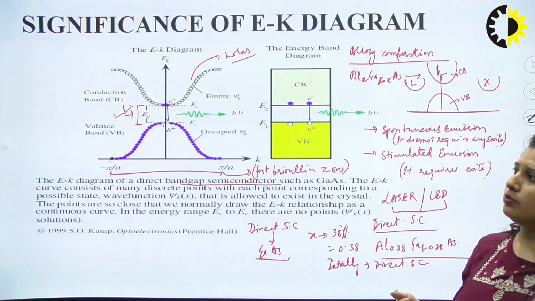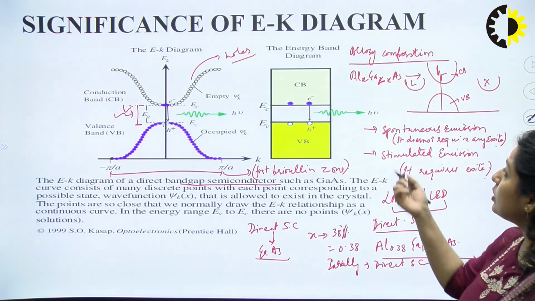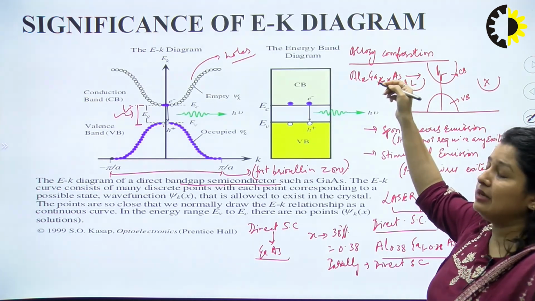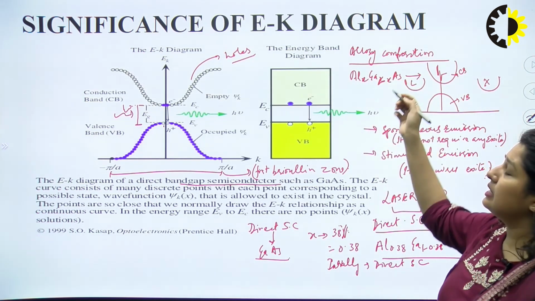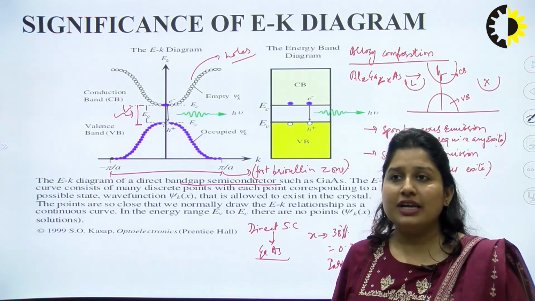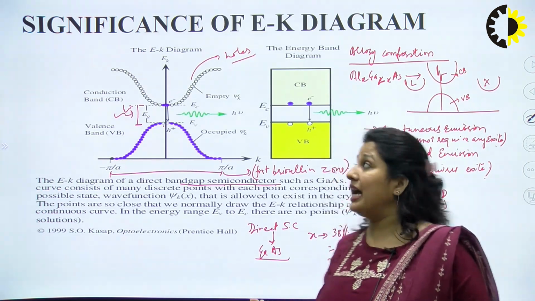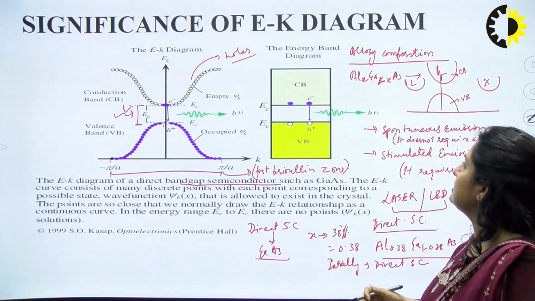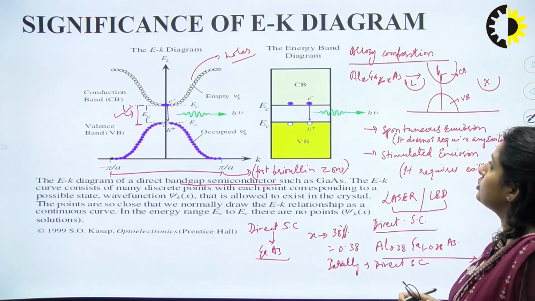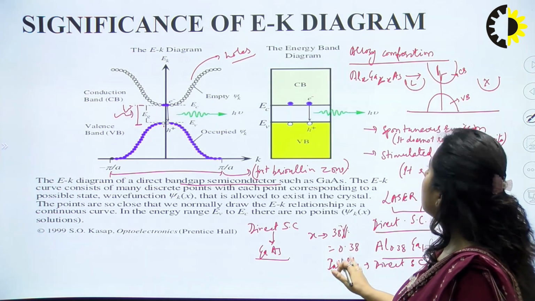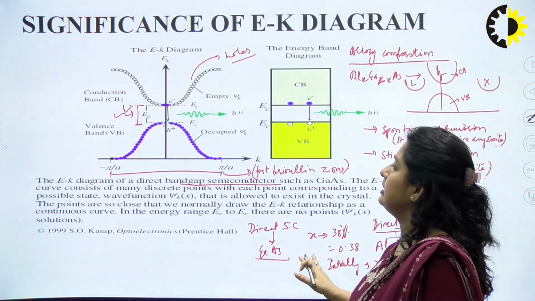The alloy composition matters: if we are not taking care of the fraction X for the aluminium and the fraction 1 minus X for gallium, then it becomes indirect and we cannot make our LEDs and lasers with that proportion. So we have to see whether LEDs and lasers can be made from these proportions or not. We have to see whether the 38% aluminium is required for the direct bandgap semiconductor material.